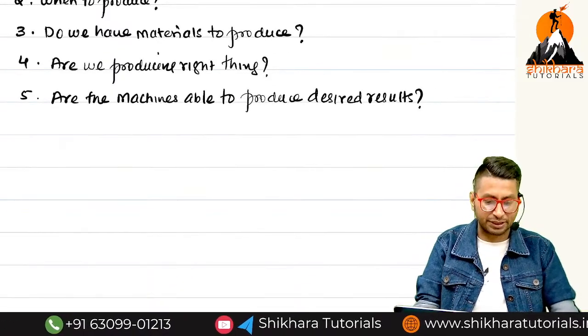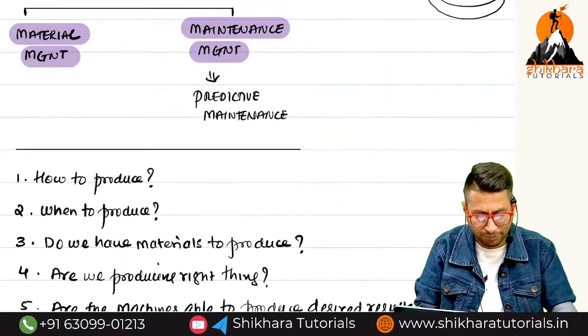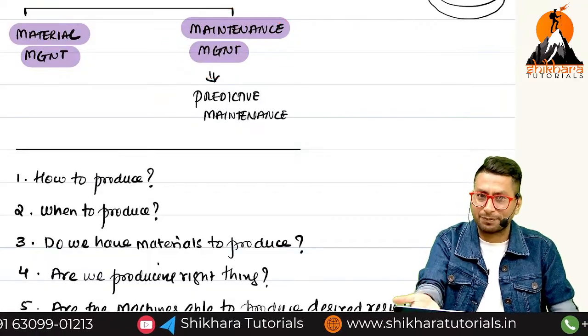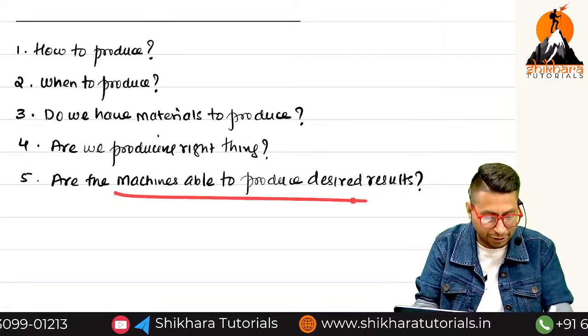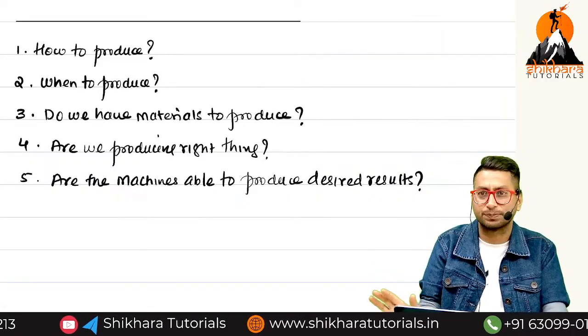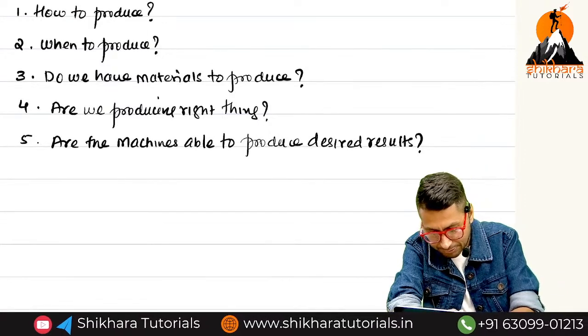Are machines able to produce desired results? What do we mean by that? Maintenance. If I maintain the machines in a proper manner, then they will give me the desired results: best quality at least price. Clear? Next.